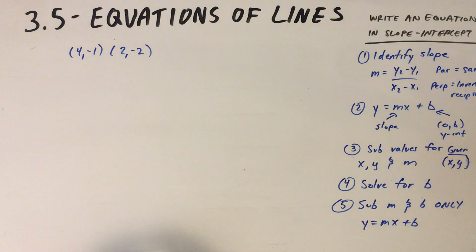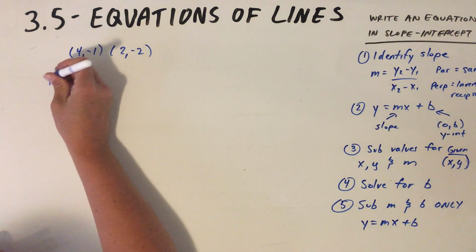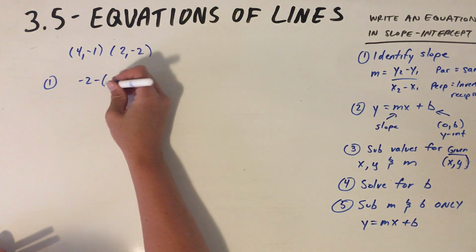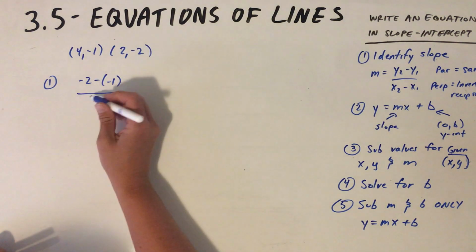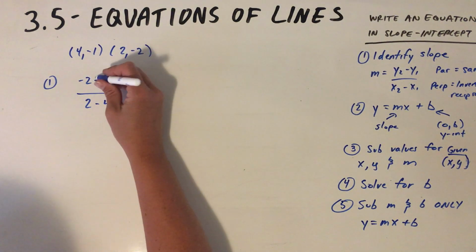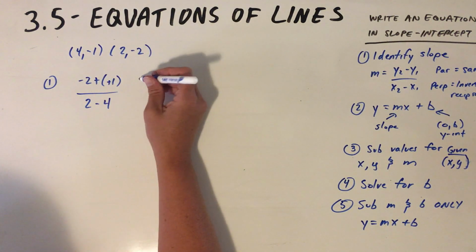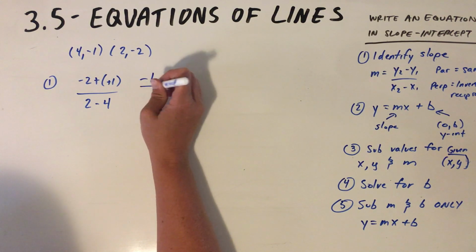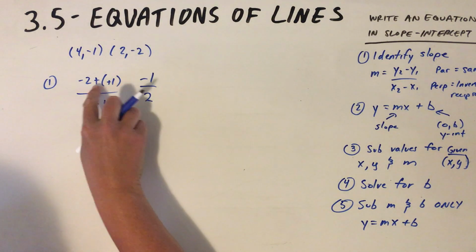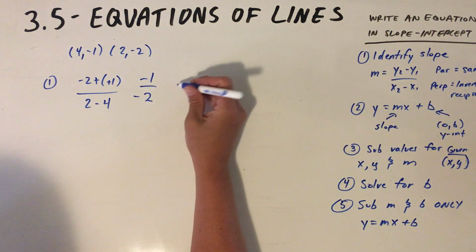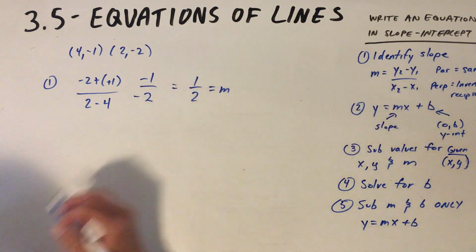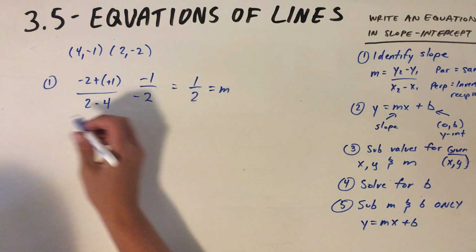So I'm going to identify the slope. My first step in identifying the slope, I'm going to do y2 minus y1 over x2 minus x1. Then my slope is going to be -1 over -2, which really equals +1/2. So I've identified my slope. I've done step 1. Step 1, I have a slope of 1/2.